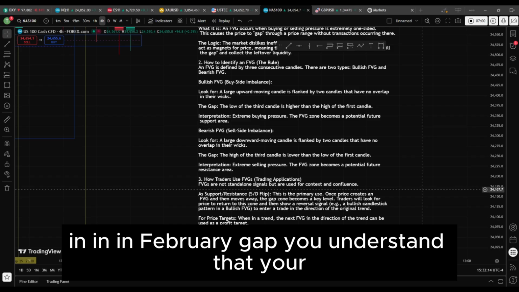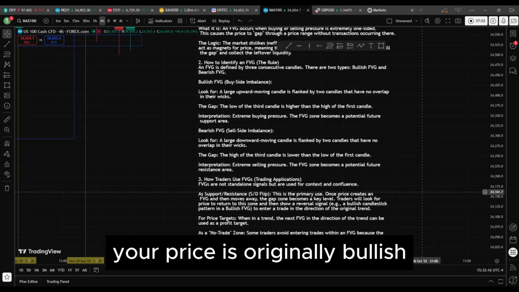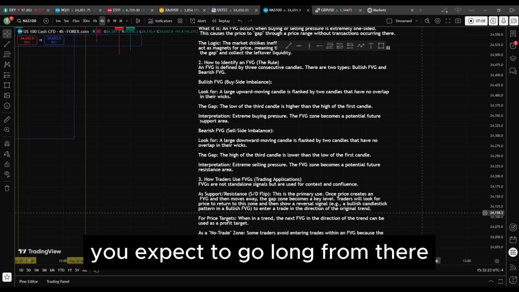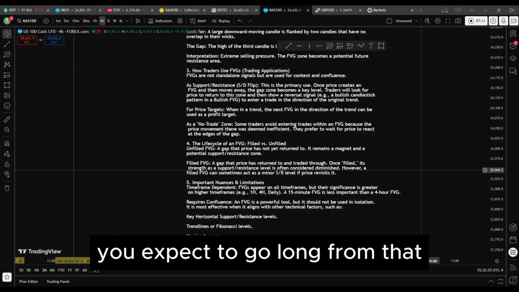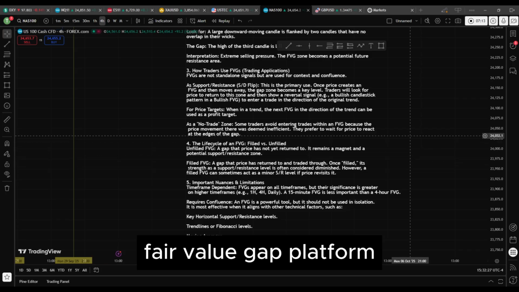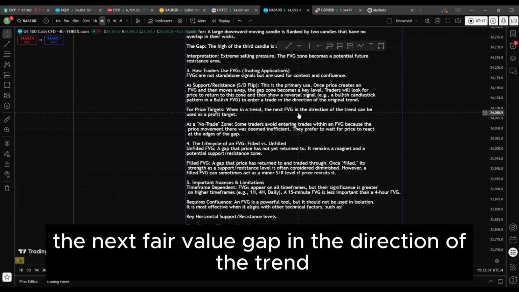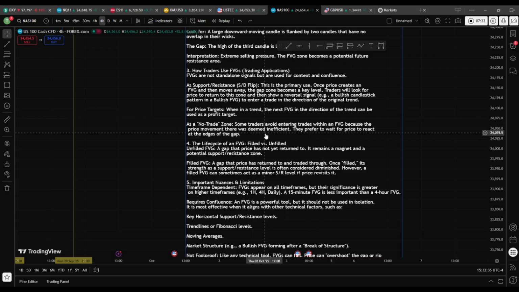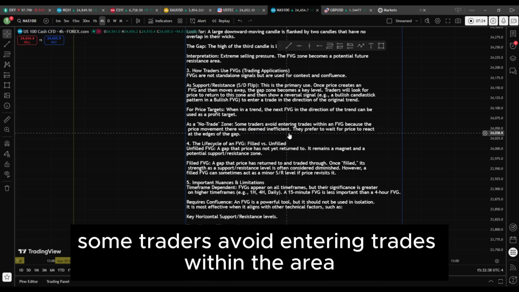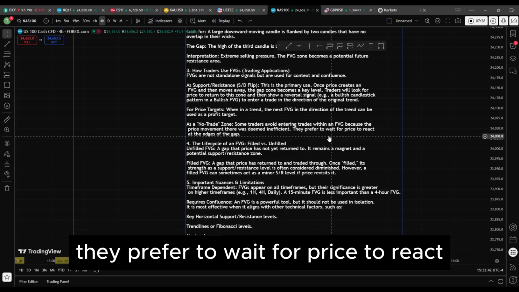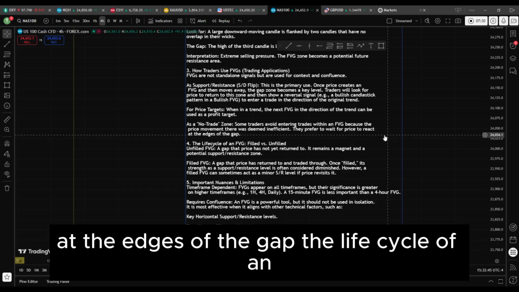You understand that your price is originally bullish and then creates a fair value gap. So if price returns back to this fair value gap, you expect to go long from that fair value gap. Now, for price target, we're in a trend. The next fair value gap in the direction of the trend can be used as a profit target. As a no trade zone, some traders avoid entering trades within the area because price movement was deemed inefficient. They prefer to wait for price to react at the edges of the gap.